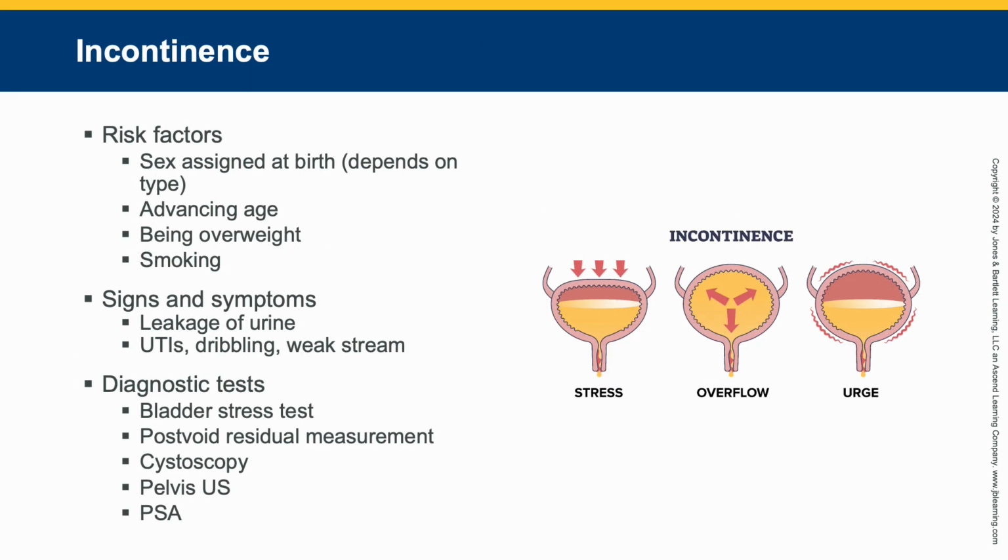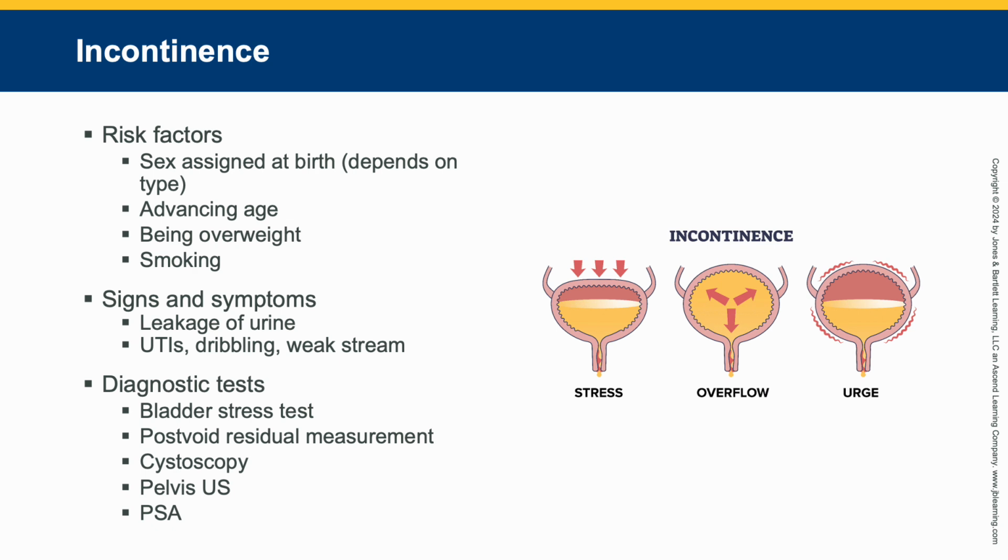So let's talk about a couple of disorders. There are several diagnostic procedures that can be done to diagnose urinary disorders. Generally speaking, a physical exam is always warranted, along with a full health history. And so let's start with incontinence. Risk factors for incontinence, or the leakage of urine, include sex assigned at birth. So for stress incontinence, the risk factor is being born female. And for overflow incontinence, the risk factor is being born male.